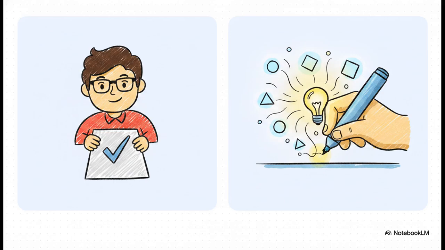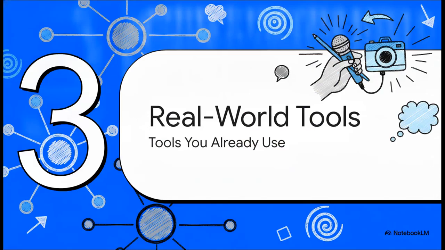Think about it using this analogy, because I think it really hits the nail on the head. Traditional AI is like a teacher grading your exam. It's just evaluating what's already there on the paper. Generative AI is like the student writing the exam entirely from scratch. It doesn't just copy and paste, it learns these incredibly complex patterns from massive amounts of data and synthesizes something completely new. Which brings us to Section 3, Real-World AI Tools, the tools you already use.